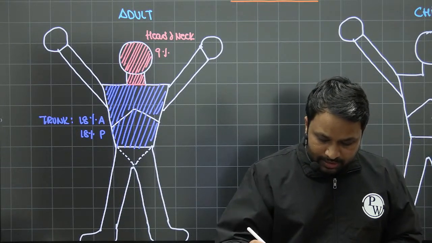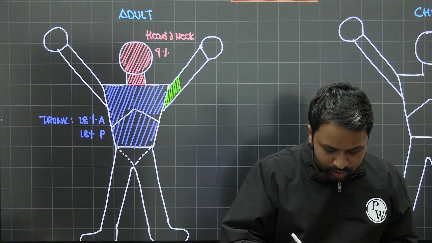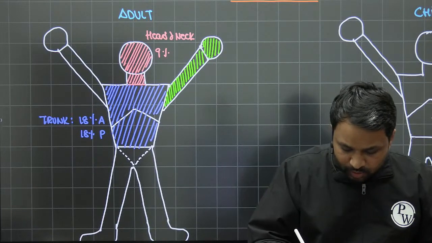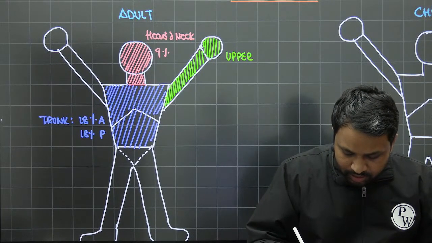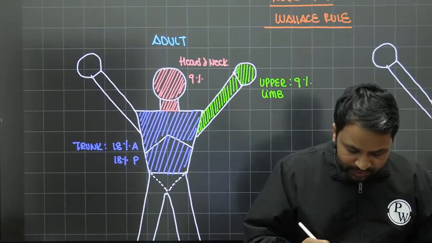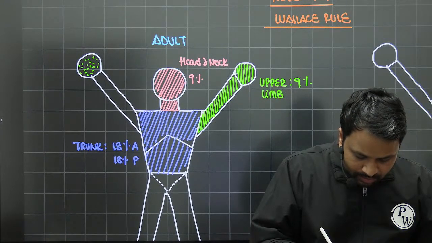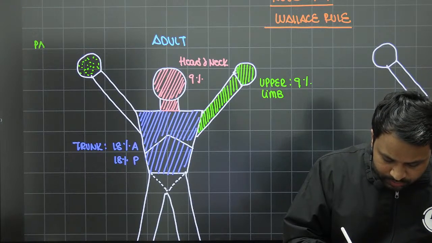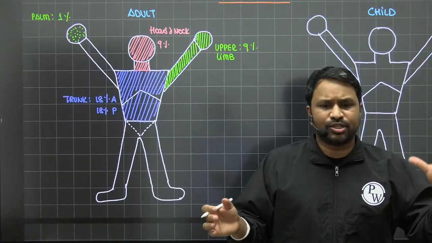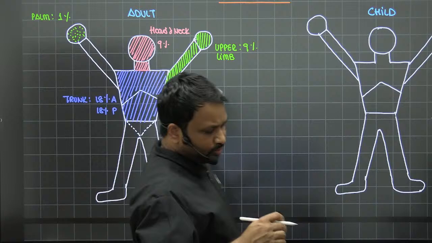Then you look at the upper limb, from the shoulder girdle all the way to the tip of the finger. This is what we call the upper limb. The upper limb is going to account for 9%. Specifically, if you look at the palm alone, the palm accounts for 1% of the total body surface area burnt. So it is also called the rule of palm, because based upon the palm you can see how much body surface area is burnt.